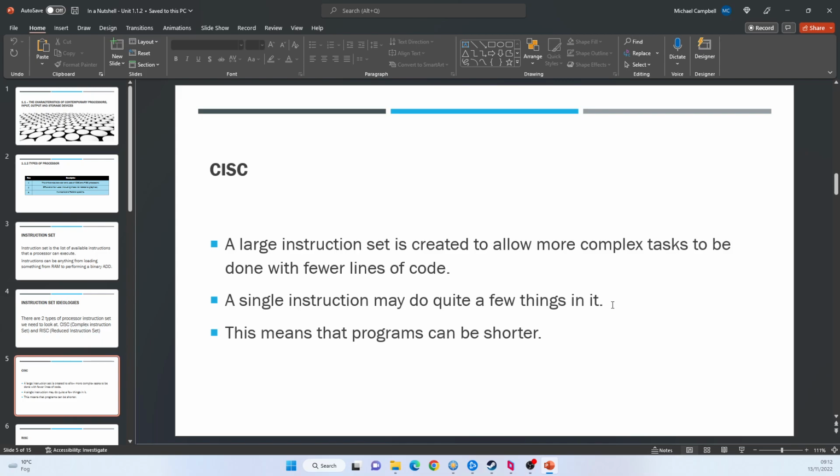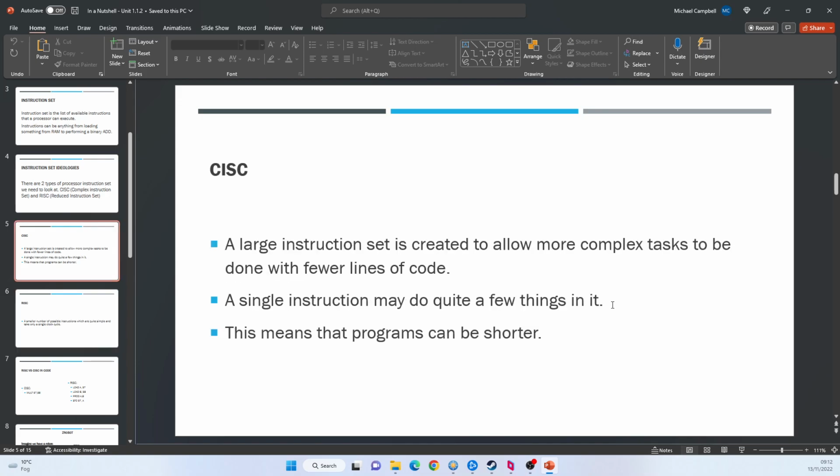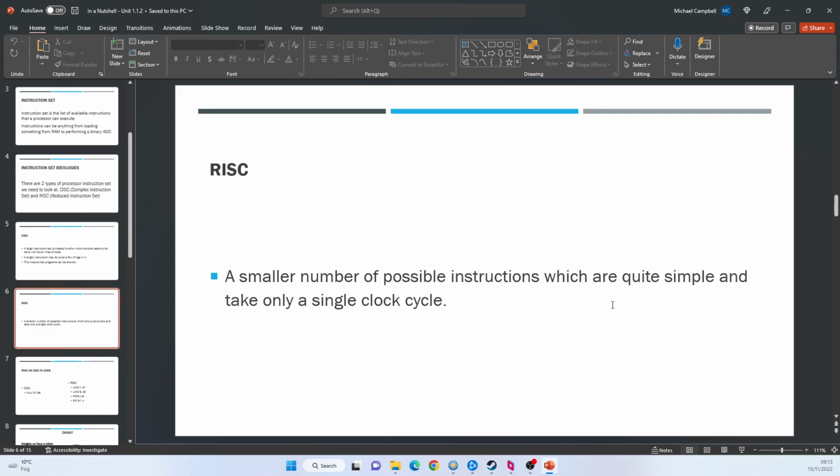Okay. So obviously we have the opposite of that, which is the reduced instruction set, which is basically a smaller number of possible instructions, but they're quite simple and they can be built up to do the same thing. Now, the benefit of RISC is that they only take a single clock cycle. With CISC, all the instructions might take a different number of cycles, 4, 8, 2, 3, 1. But with RISC, they all take a single clock cycle, so a single fetch decode execute to perform in one clock cycle.